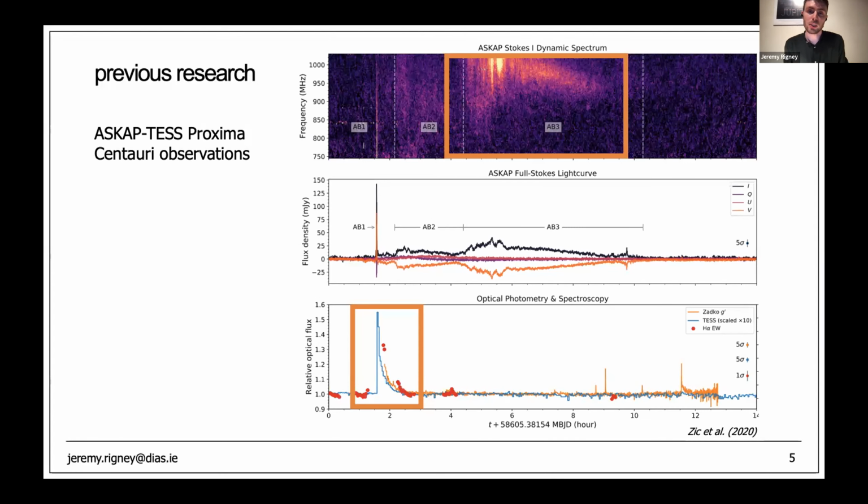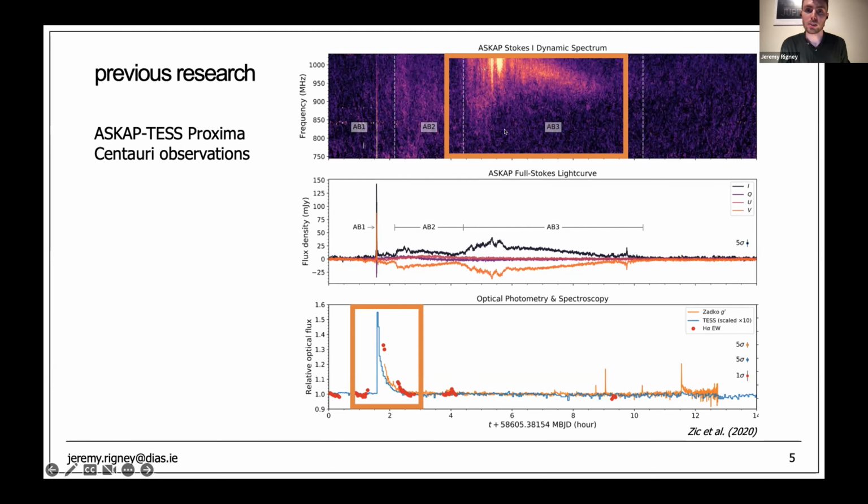What I'm showing here is a dynamic spectrum in the top figure. This is work by Zic et al. in 2020. This dynamic spectrum at the top runs from about 1 gigahertz to 750 megahertz. What I want to highlight, first of all, is this bright vertical banding in the radio emission, which aligns with a TESS optical flare. This is Proxima Cen that was observed with TESS and the ASKAP radio telescope, which I'll get to in a little bit. And you can see this bright radio emission corresponding to the peak of a TESS optical flare.